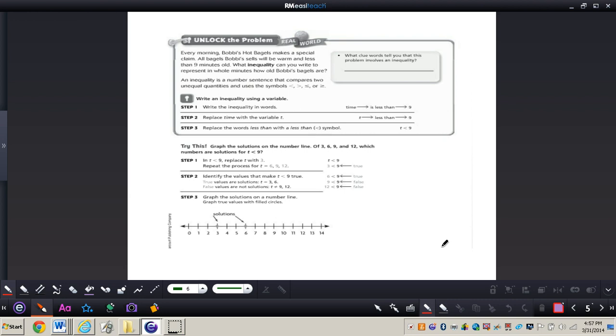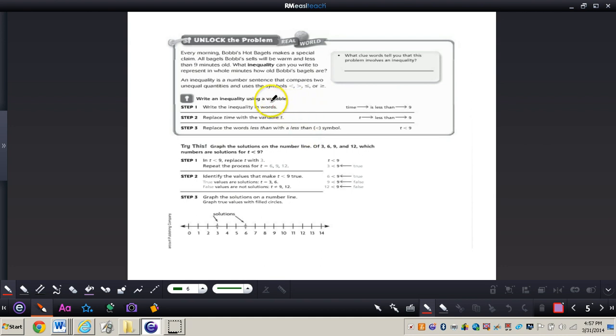It says every morning Bobby's Hot Bagels, sounds like a good place, makes a special claim. All bagels Bobby sells will be warm and less than 9 minutes old. So warm and fresh, that's how we like them. What inequality can you write to represent in whole numbers how old Bobby's bagels are? It is important to know that an inequality is a number sentence that compares two unequal quantities and uses these symbols: less than, greater than, less than or equal to, greater than or equal to.